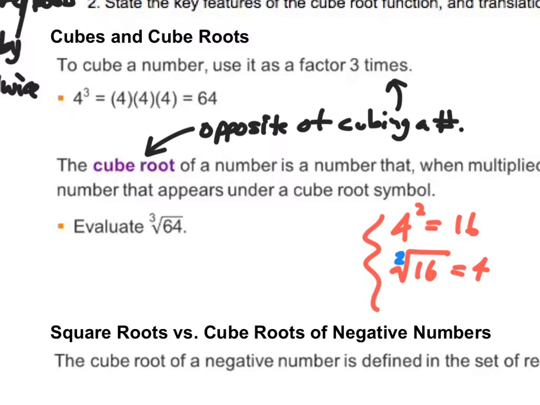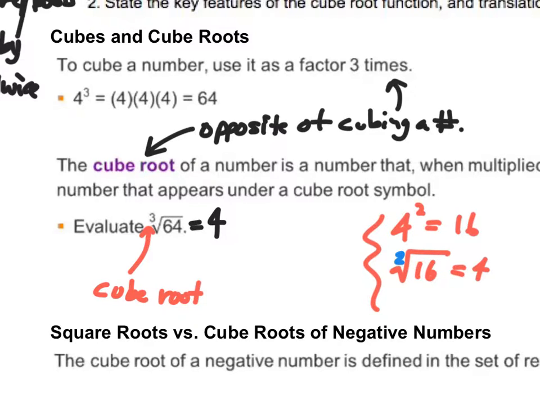And that's where this little 3 comes in. This little 3 indicates you're doing the cube root. So you say to yourself, what is the cube root of 64? Well, what number multiplied by itself 3 times gives you 64? And the answer to that question is simply 4.